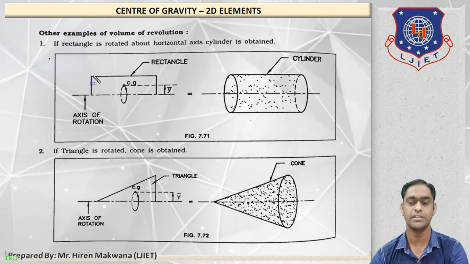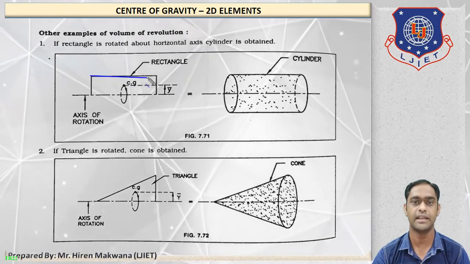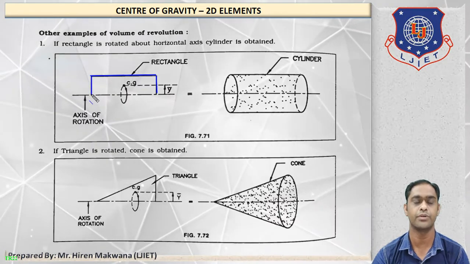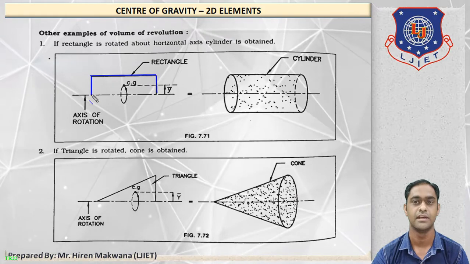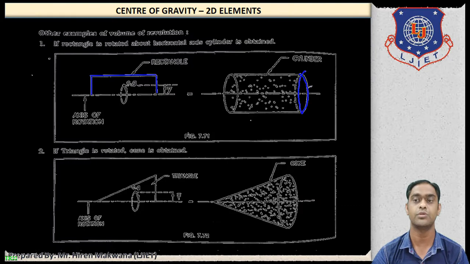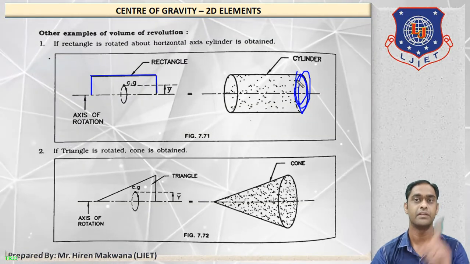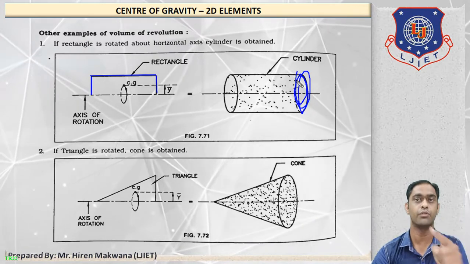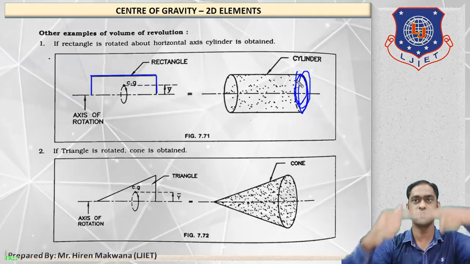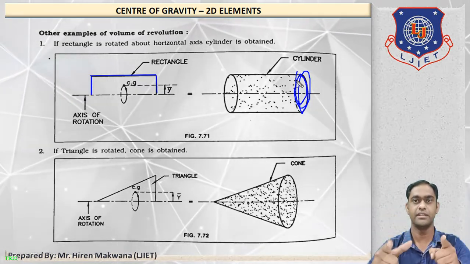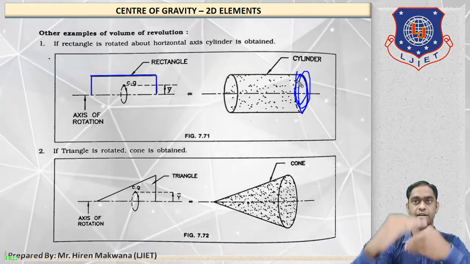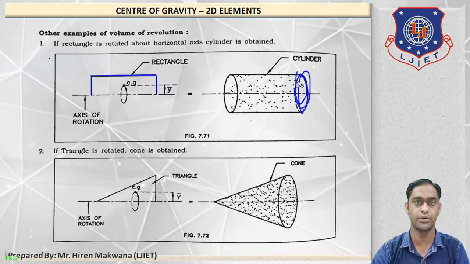In the first case, you can see one rectangle is going to be rotated about the horizontal axis. Then what happens? By rotating this rectangle, we will get a solid cylinder. In the earlier case, only a line was revolved, so both the ends are open. Only the line is rotated and a cylinder is generated. In this case, the closed rectangle is going to be revolved, so a closed, solid cylinder is going to be generated.